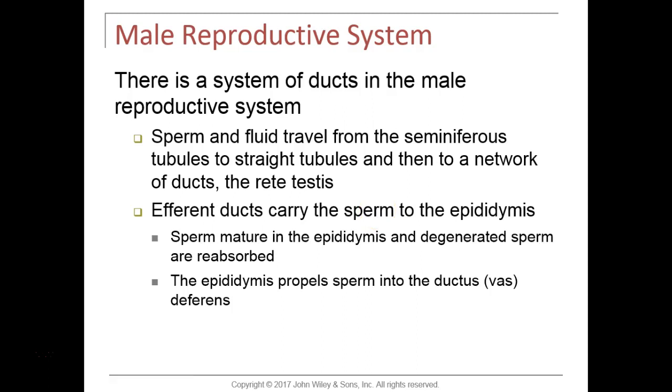Now, as far as the sperm cells are concerned, again, let's reiterate, sperm cells and fluid travel through the seminiferous tubules, through the straight tubules, and then into the rete testes. From the rete testes, the sperm and fluids are flowing through what we call efferent ducts, which carry the sperm cells into the epididymis. Sperm cells are held in the epididymis until they mature, basically until they have the ability to fertilize an egg. The epididymis then propels the sperm out via the vas deferens, which ultimately carries the sperm back into the body.